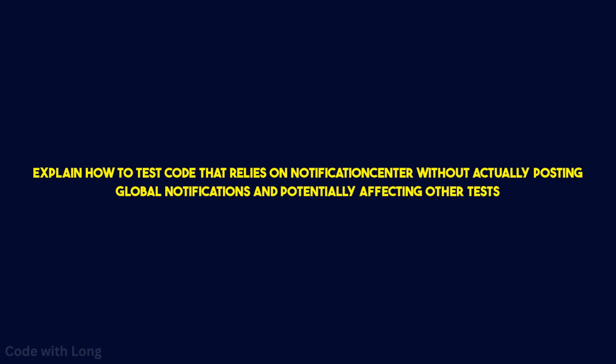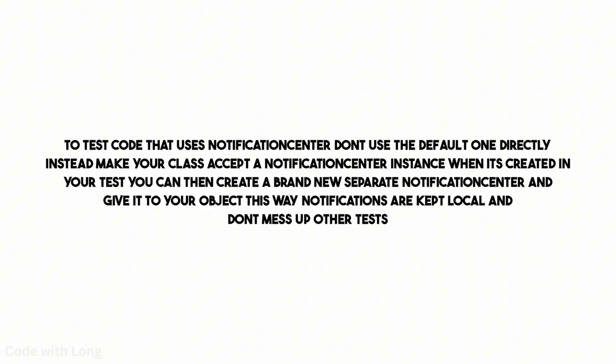Explain how to test code that relies on Notification Center without actually posting global notifications and potentially affecting other tests. To test code that uses Notification Center, don't use the default one directly. Instead, make your class accept a notification center instance when it's created. In your test, you can then create a brand new, separate notification center and give it to your object. This way, notifications are kept local and don't mess up other tests.